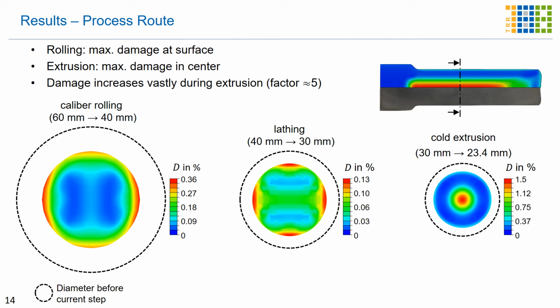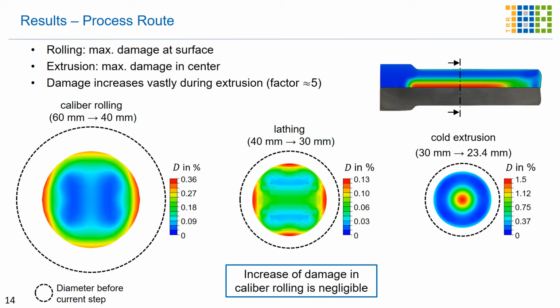If we compare the scales of the simulations of cold extrusion and caliber rolling, we can see that also the amount of damage evolution in cold extrusion is way higher. So we can conclude that the increase of damage in caliber rolling is actually negligible.